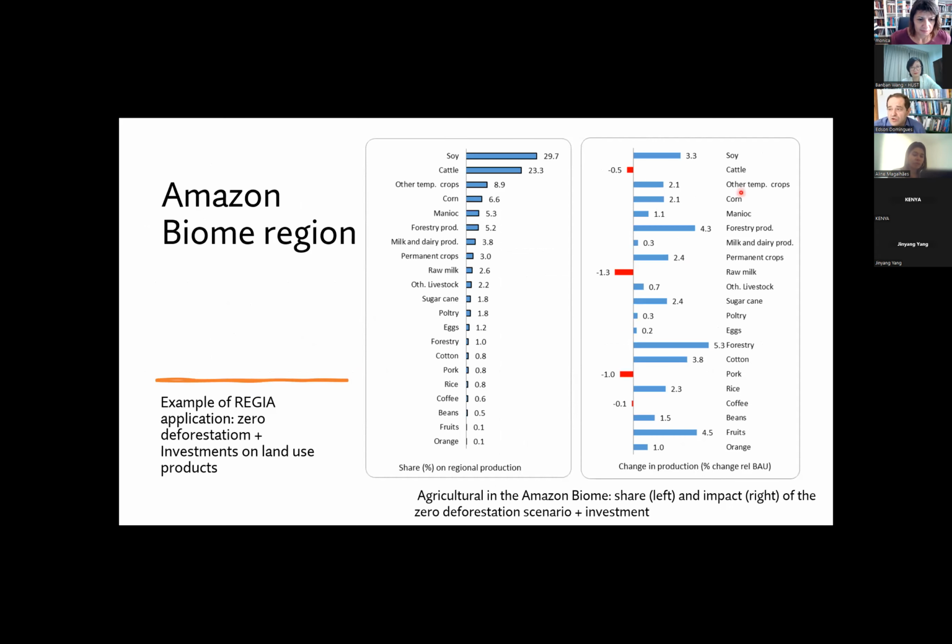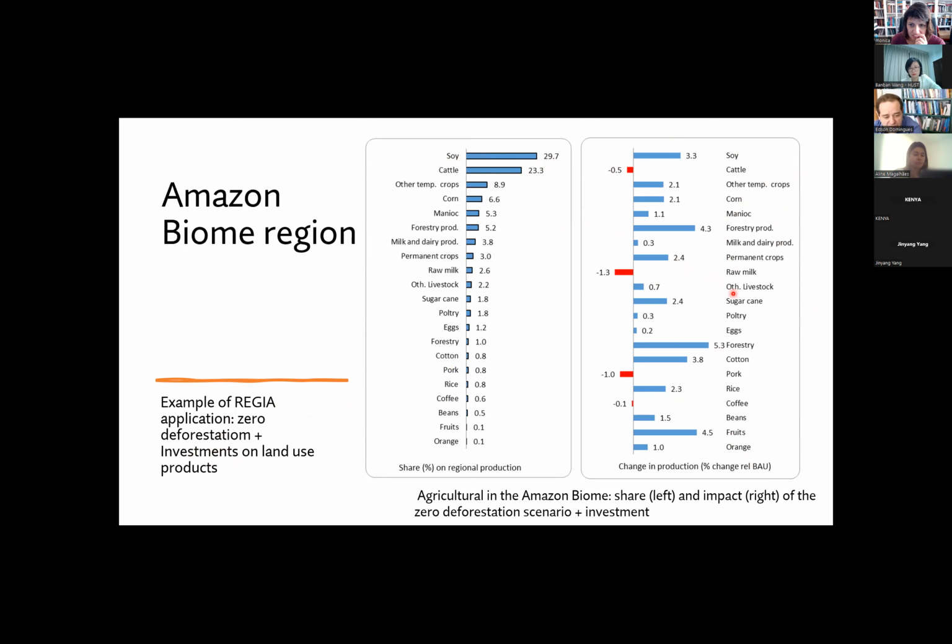Just to have a look at the results, we have this zero deforestation plus investments in the land use products in the agricultural sectors. In the Amazon region, soybean is very important, around 30% of production in the region. And soybean would grow 3% due to this policy relative to the base case scenario. Cattle production would reduce a little bit, along with raw milk and associated products. So we have increasing production in this sector. So we say, well, investment is good in the region and can avoid the costs from deforestation.